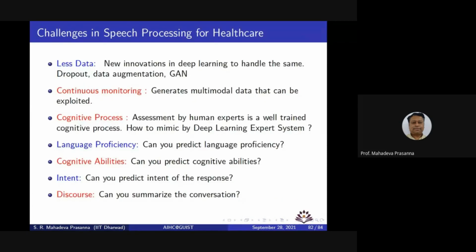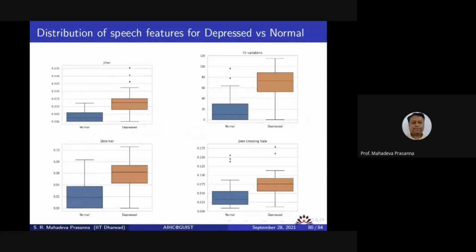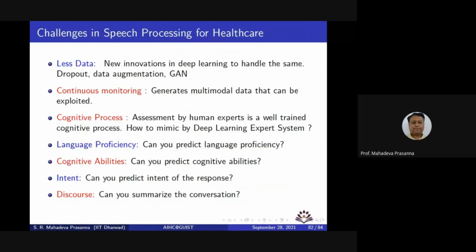Of course, when I say all these things, what is the efficacy of that? As I told, they are able to demonstrate that yes, we can indeed capture these biomarkers from speech for different healthcare tasks. However, their performance is much inferior compared to human level performance. That is where deep learning models can indeed help us push the boundaries to the next level.